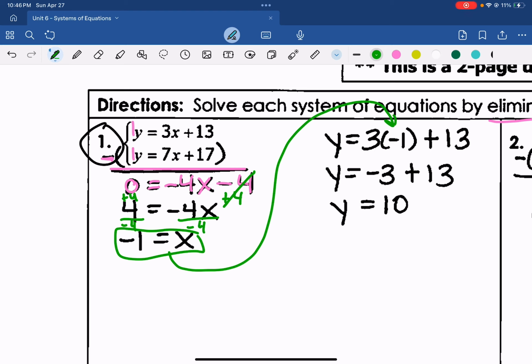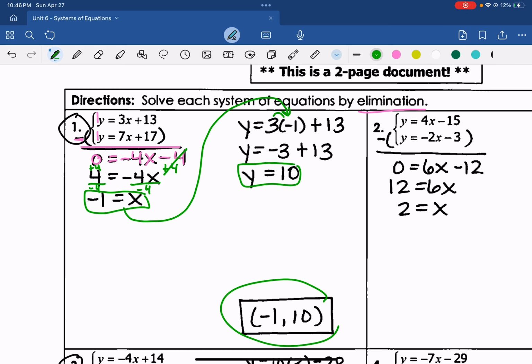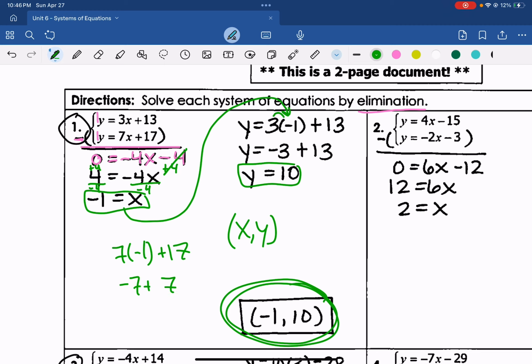x equals -1. Once I get that, I can plug it into either equation. They chose here to plug it into the top equation. 3 times -1 is -3, plus 13 is 10. So my final answer, always written as an ordered pair, right? There's always an x and a y in my solution, is (-1, 10). If I'd plugged into the bottom one, I'd still do 7 times -1 plus 17, which would be -7 plus 17, which would still be 10. So it doesn't matter which one you plug it into, as long as you do it correctly, right? That's the key.